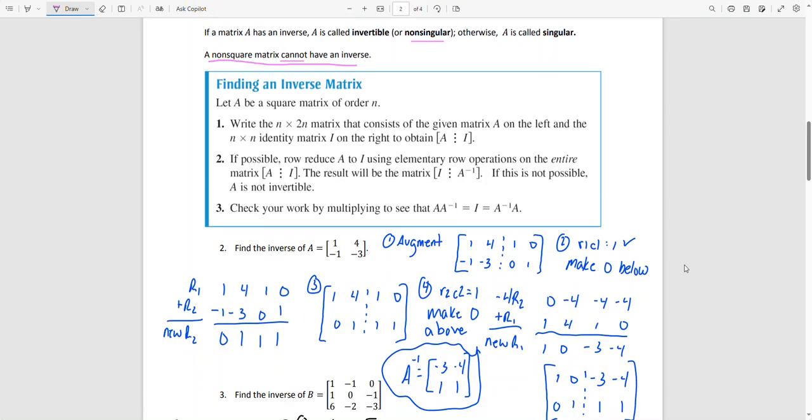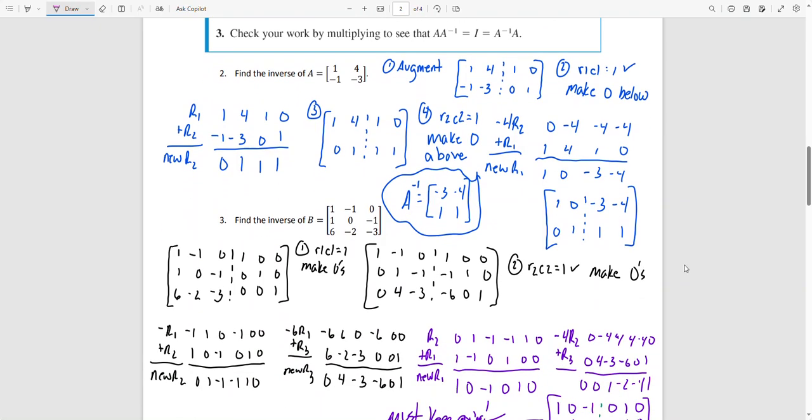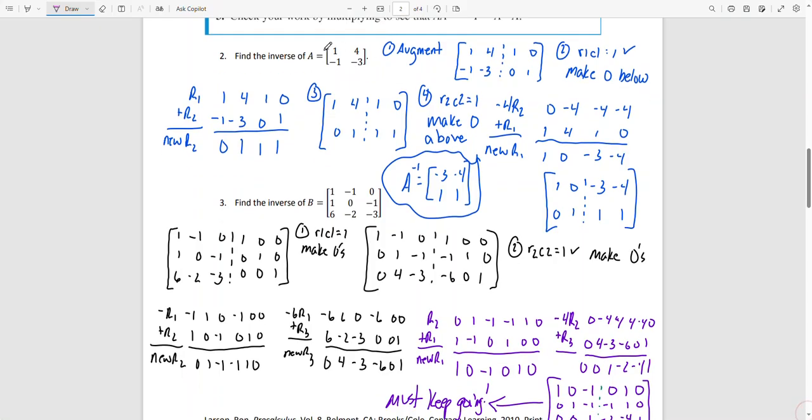Now, I'm going to do one of these. I'm kind of going to do two of these. I'm going to put the whole thing on the screen, I think. There we go. If I want to find the inverse of A, just a simple 2 by 2, that's 1, 4, negative 1, negative 3.